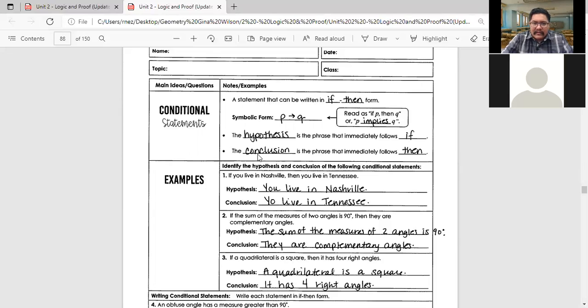Then the next part would be the conclusion, which is the phrase that follows then. So if something happens, then something else.